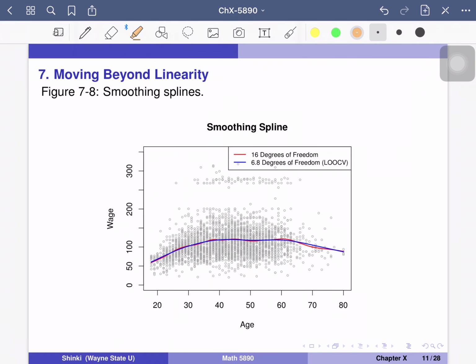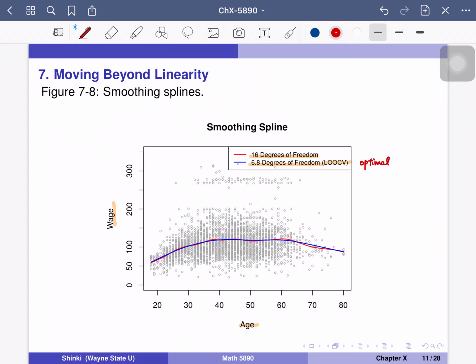So this is one data example. The data is the same as last time, the wage on age. We have two smoothing splines. One has 16 degrees of freedom and the other has 6.8 degrees of freedom. The second one is actually optimized by leave-one-out cross-validation. So this is the optimal case.